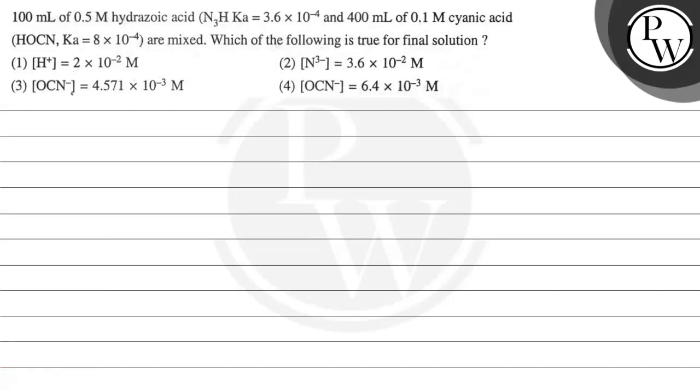So the question says: 100 ml of 0.5 molar hydrazoic acid, whose Ka is 3.6 multiplied by 10 raised to the power minus 4, and 400 ml of 0.1 molar cyanic acid, whose Ka is 8 into 10 raised to the power minus 4, are mixed. Which of the following is true for the final solution?